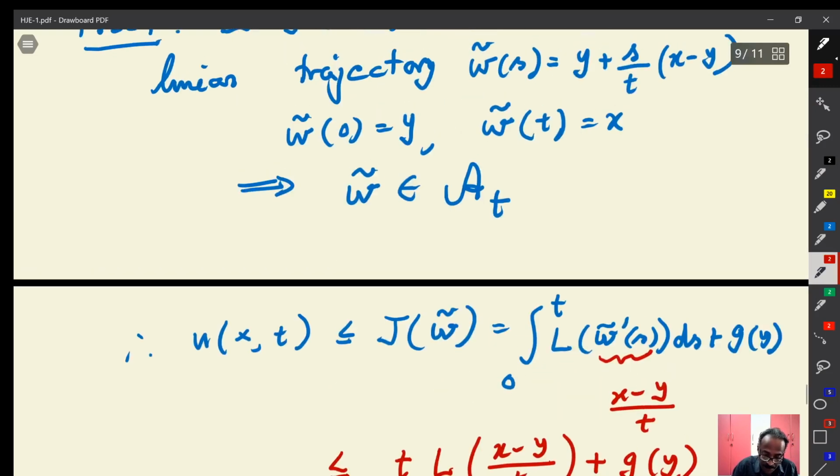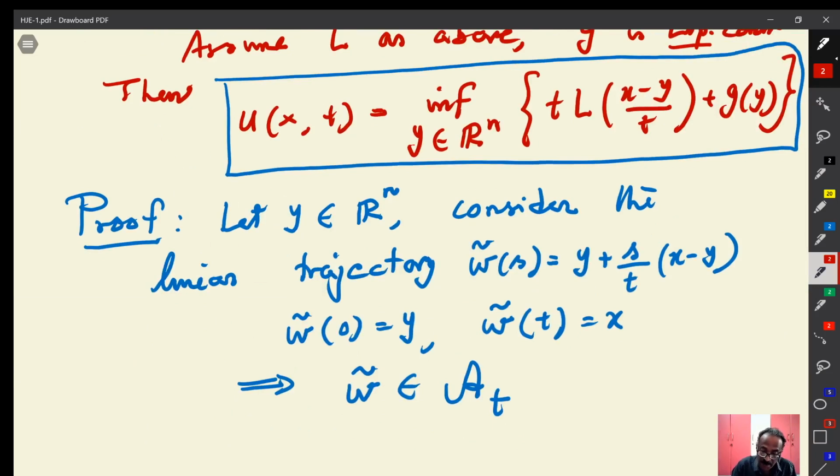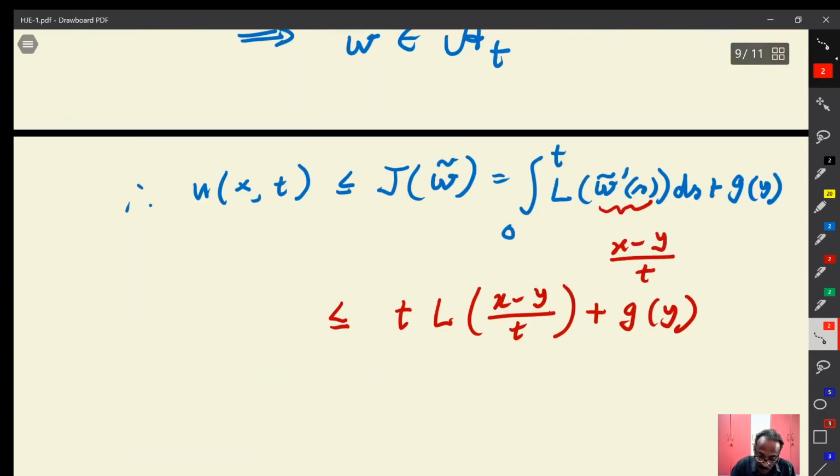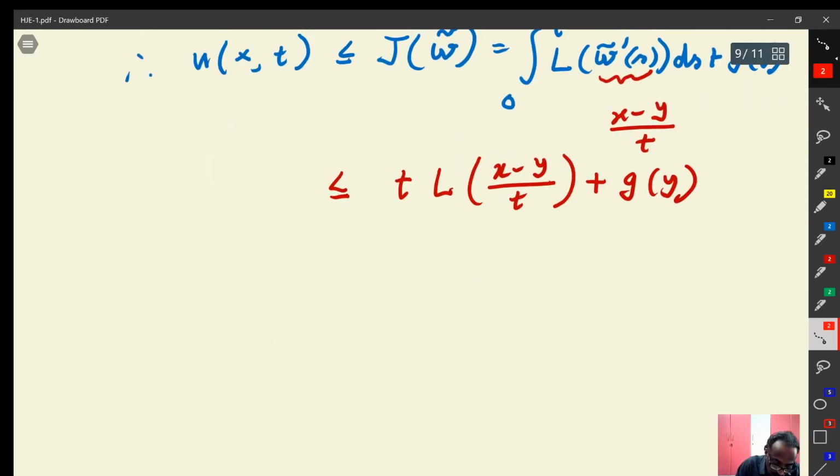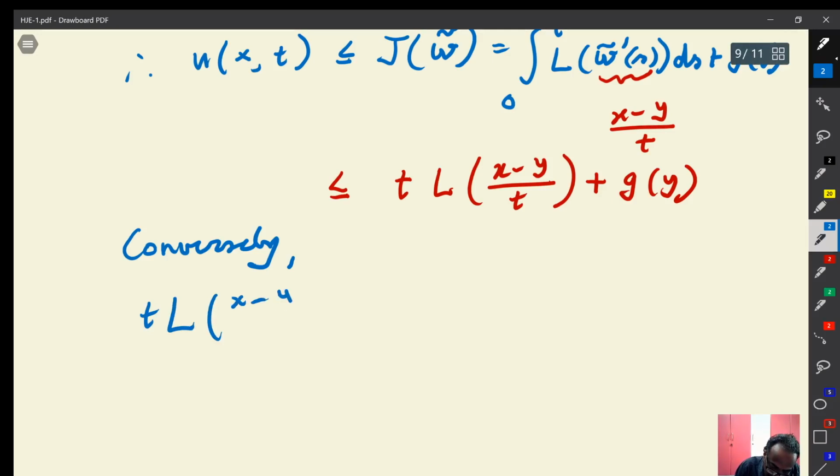So one way you have proved this infimum: for every trajectory, u(x,t) is less than or equal to this one. That's what we have seen now. Okay, you have to prove the reverse inequality. So one inequality you get, and then you prove it for every other trajectory. So now conversely, you compute t into L of (x minus y) by t plus g of y. Please go through the proof before reading the g of y.